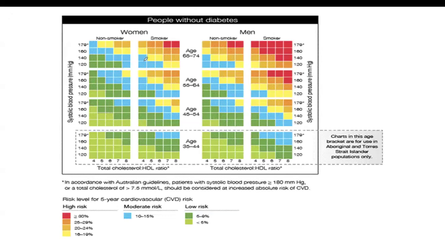So in the CVD chart, you see that this is people without diabetes, men and women over here, then smoker, non-smoker. You have got ages on this side, and on the y-axis, you have got systolic blood pressure, and on the x-axis, you have got cholesterol HDL ratio. Okay? So this is the most important thing. Now find out where we should look.